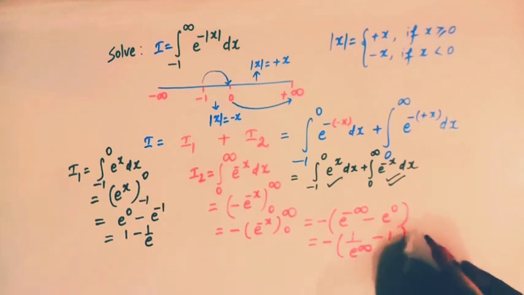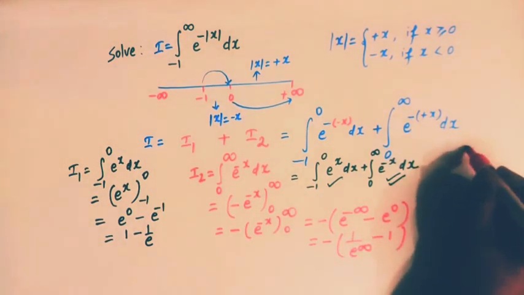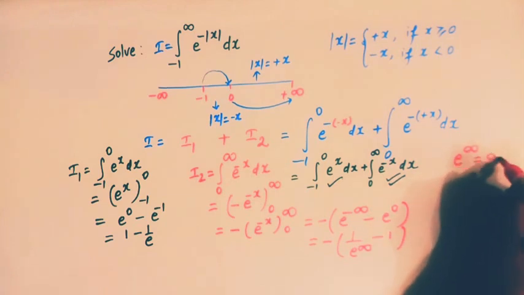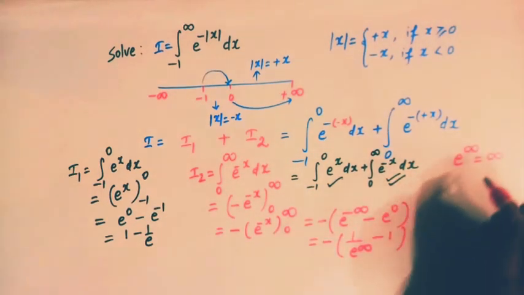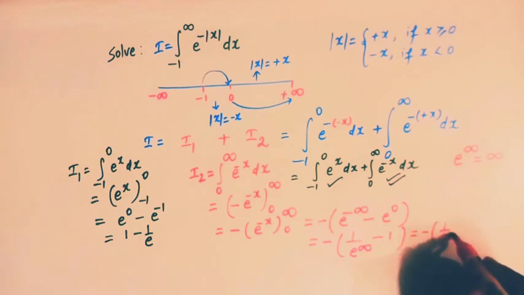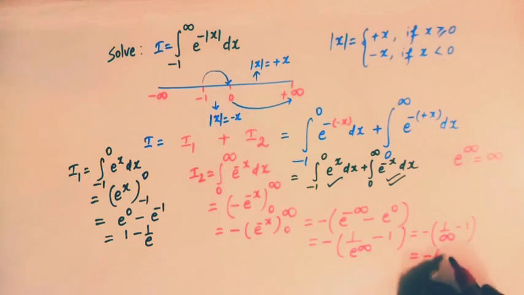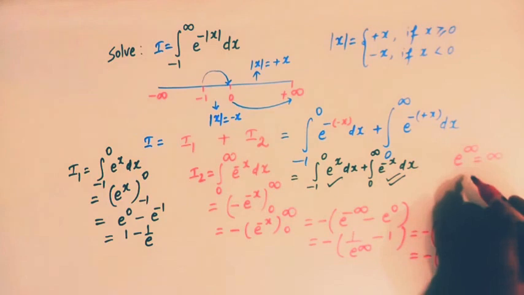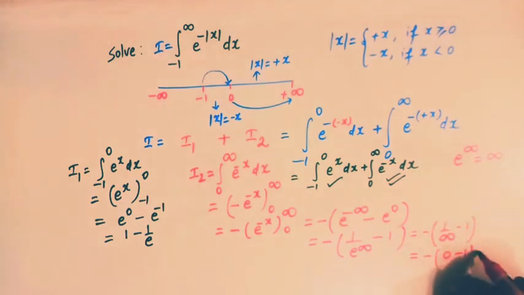minus 1, and e raised to infinity is infinity, or an infinite term, so we have minus 1 over infinity minus 1, and here we have 0 minus 1. So 1 over infinity is 0, so we have plus 1. The value of this integral is plus 1.